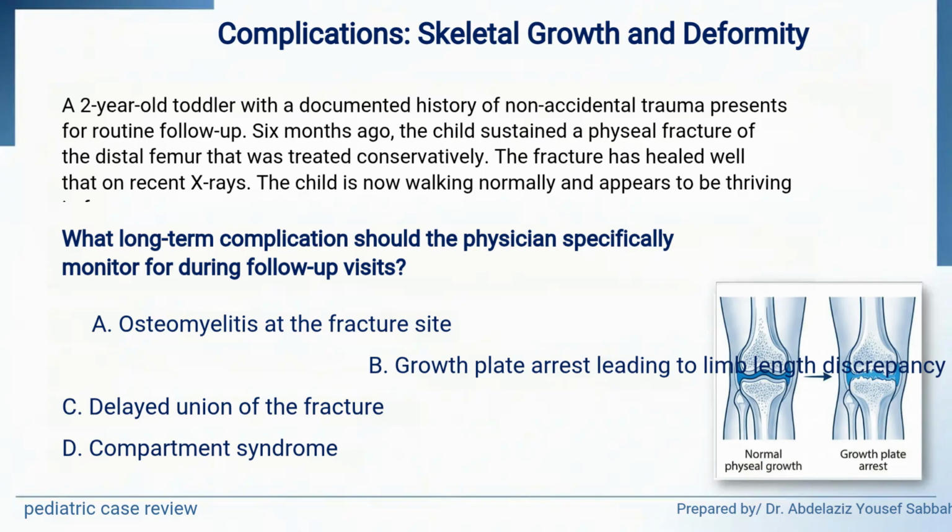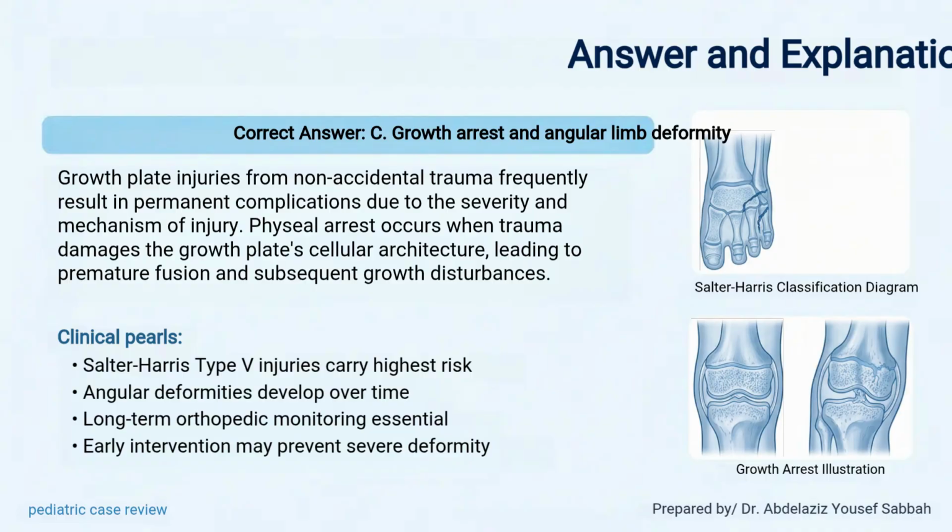Option A, osteomyelitis at the fracture site. Option B, growth plate arrest leading to limb length discrepancy. Option C, delayed union of the fracture. Option D, compartment syndrome. The correct answer is option B, growth arrest and angular limb deformity.